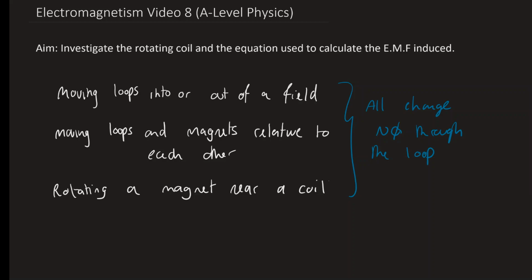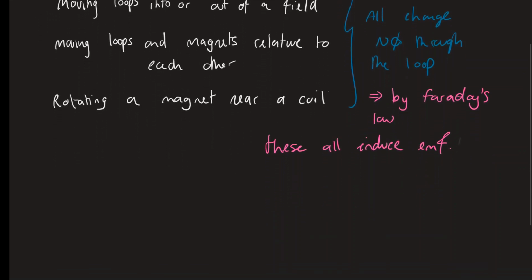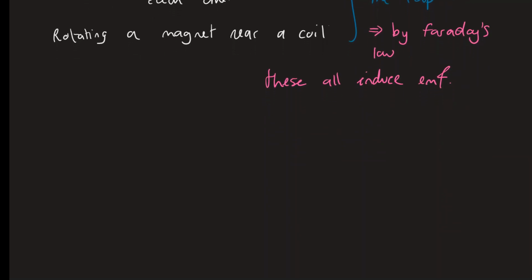Therefore, by Faraday's law, these all induce EMF. They all induce a voltage, so they're all valid ways of creating electricity. Changing the flux through a loop or a coil to induce an EMF is one of the most important ideas in physics. So I'll just note that because we're going to be relying on that idea here.